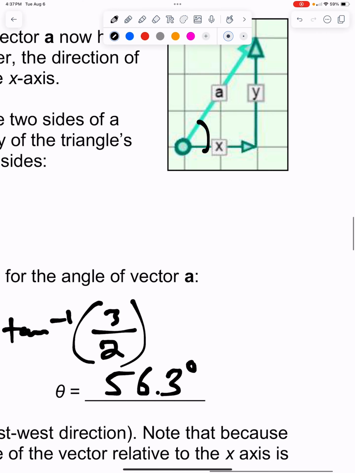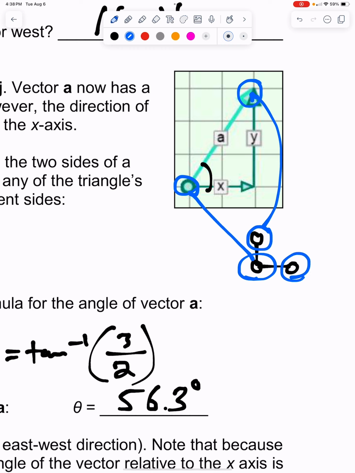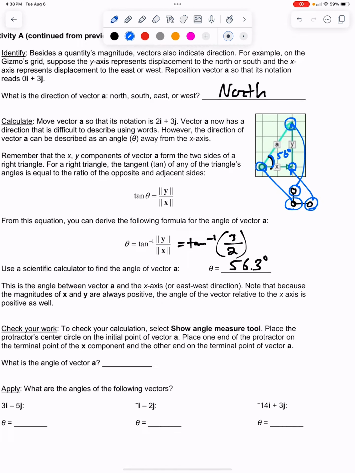Okay, so you've got your one circle, you got your middle circle, and you got this. So you're going to take, and again, I hope you have better success than I do, the middle circle and drag it right here, okay? You're going to take the top circle and drag it right up here to the terminal end of vector A. Then you'll take this circle and drag it to the terminal end of vector X. And if you do that, you're going to get this angle, and it should be about 56 degrees if you're doing it right.